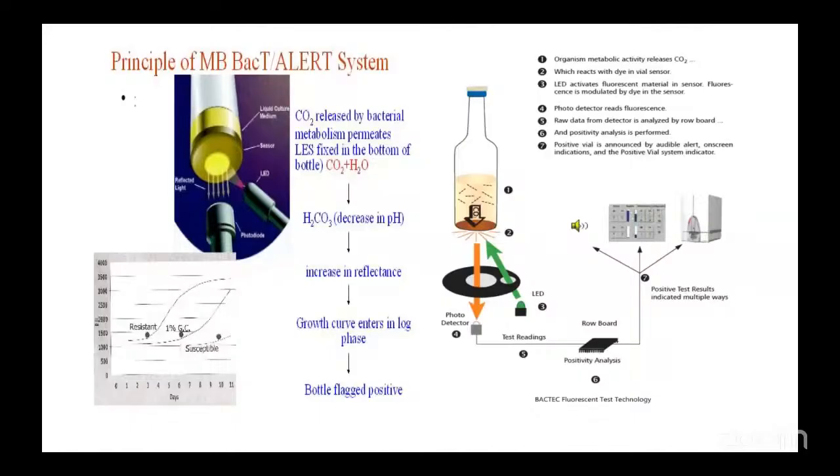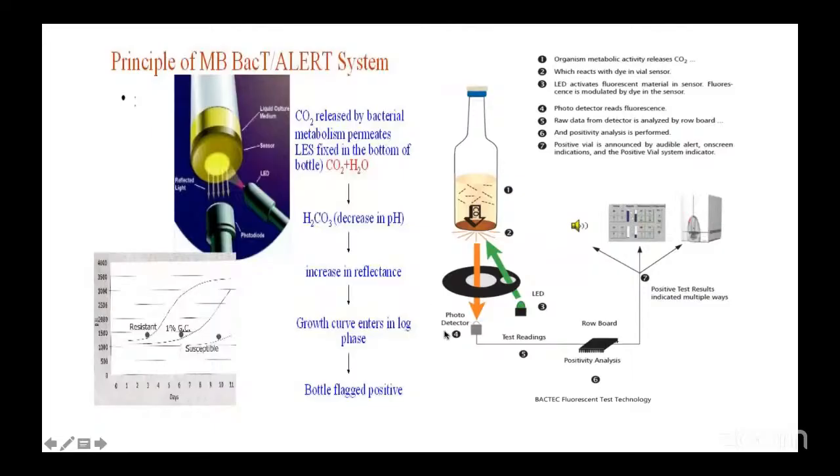But what it does here is that this LES, the carbon dioxide, combines with the water there and forms carbonic acid, or H2CO3. This is going to cause a fall in the pH and an increase in reflectance as the pH falls. Now, as the pH falls and the growth curve enters the log phase, the bottle is flagged positive.